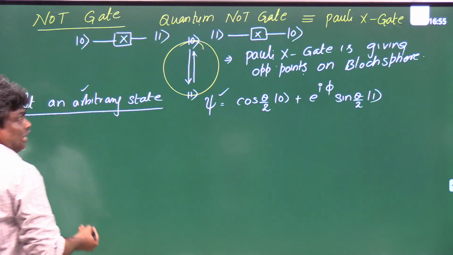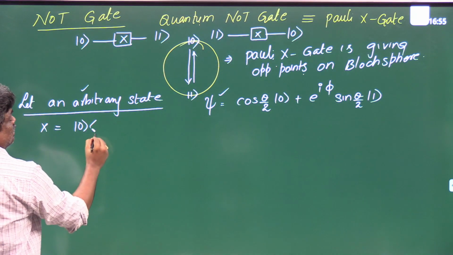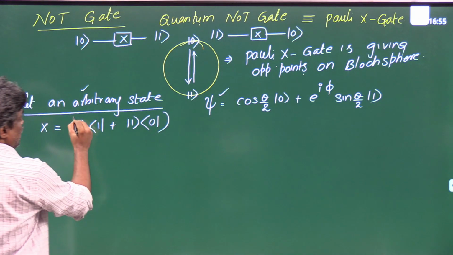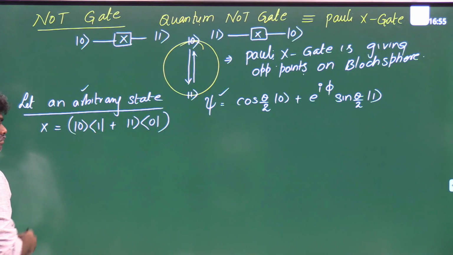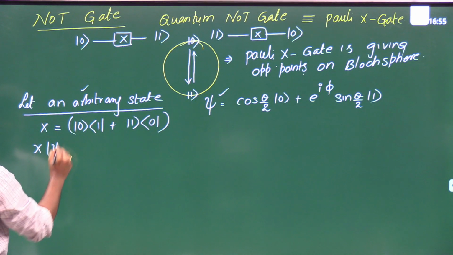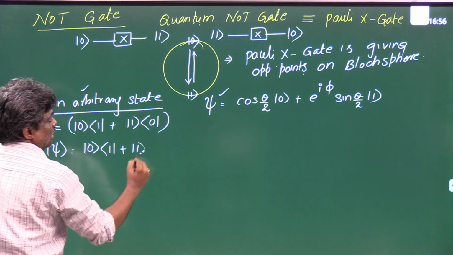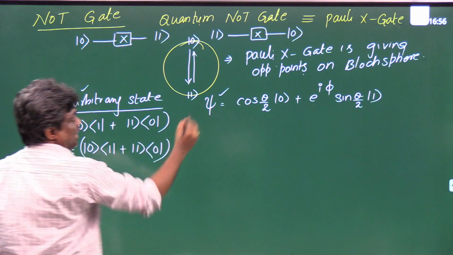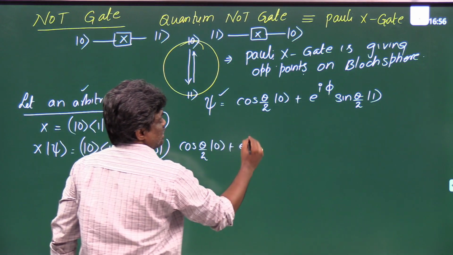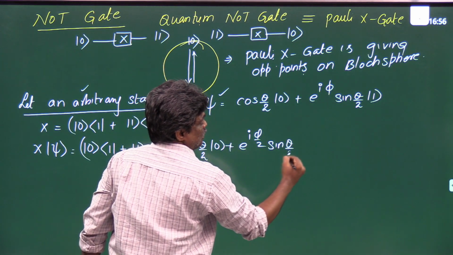Now let us apply. Are you ready? My X gate, I hope you know this. This is the X gate. You remember? Yes, sir. This is my X gate in outer product form. I'm going to operate this on the arbitrary state. It's really interesting. Listen. This is ket 0 bra 1 plus ket 1 bra 0, operating on cos theta by 2 ket 0 plus e raised to i phi sin theta by 2 ket 1.